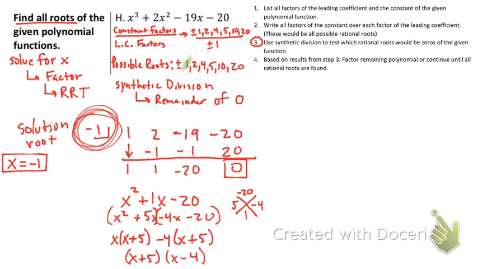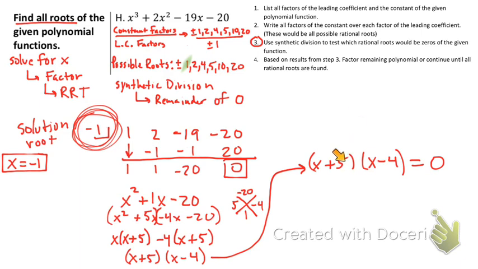Okay, so now we have to remember something from IM2. Let me rewrite this up here. So we have x plus 5, x minus 4, and in IM2, in order to solve this, if you recall, we would put them equal to 0. So we put them equal to 0, and that means we could put each of these individual guys equal to 0. x plus 5 is equal to 0. x minus 4 is equal to 0. And now we can solve for x for each of these.